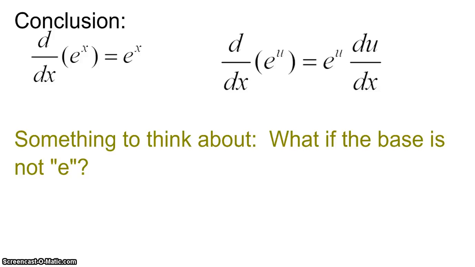Something else to think about is, what if the base was not e? So what if it was like 2 to the x? Is the derivative still 2 to the x then? Think about it.